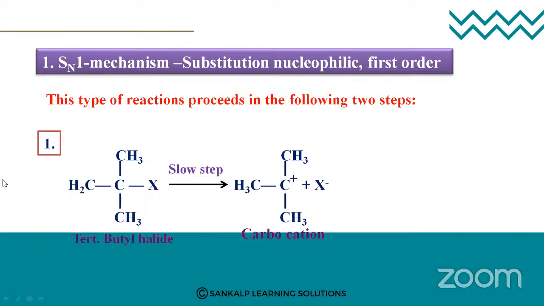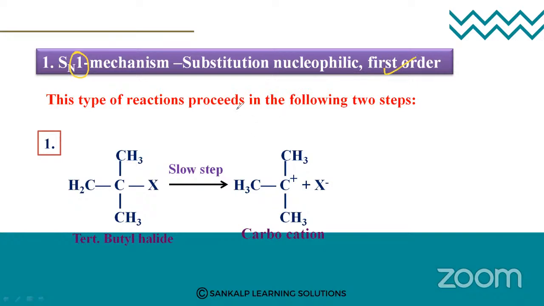That is the SN1 mechanism. We are going to start with nucleophilic substitution reactions. We have already seen what nucleophilic substitution reactions are. In these we are going to see two types, SN1 and SN2: substitution nucleophilic unimolecular and substitution nucleophilic bimolecular. Why is it said to be unimolecular? Because the rate of the reaction depends on only one step and it follows first order kinetics.